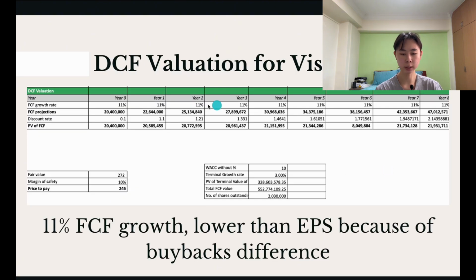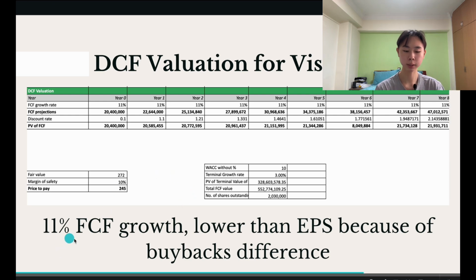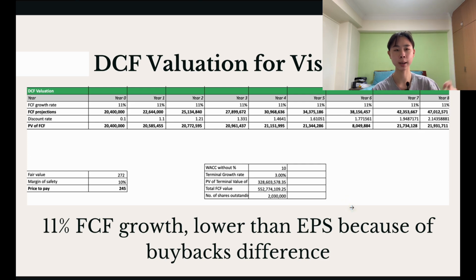So for Visa over here, this is my discounted cash flow valuation for this company, because this company doesn't have much capex. As you can see, the discounted cash flow analysis gives me a fair value for Visa at around $270. So currently it's around 10 to 20% overvalued. It is 11% free cash flow growth, because it is slightly lower than the EPS growth, because they do buybacks as well. They use their free cash flow to do buybacks, and that inflates the EPS. So EPS at 13%, free cash flow at around 11% is more than reasonable for this company.